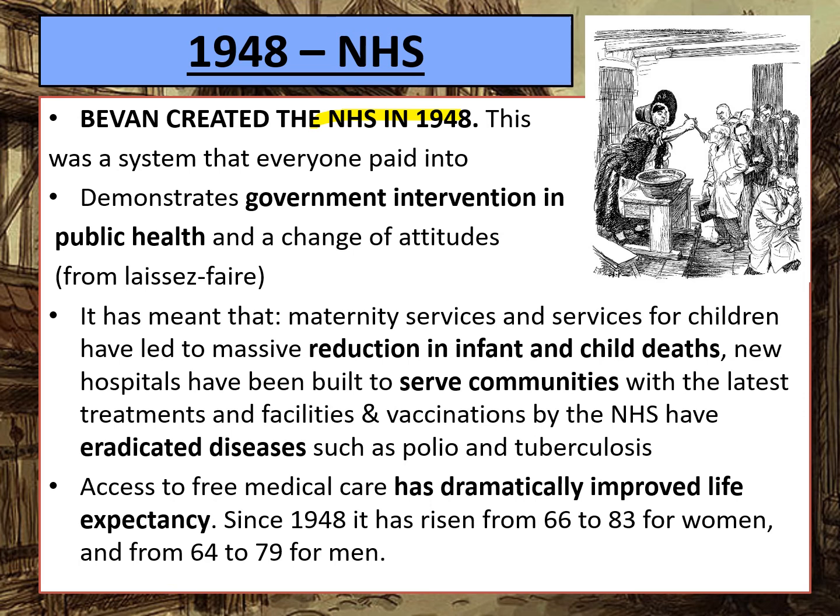You can see that in the average life expectancy as well, where from 1948 it's risen from 66 to 83 for women today. That's the average life expectancy, and from 64 before the NHS was created to 79 for men. So it's massively improved people's life expectancy as a result of the fact that now everybody can go and see a doctor rather than just people that have money.